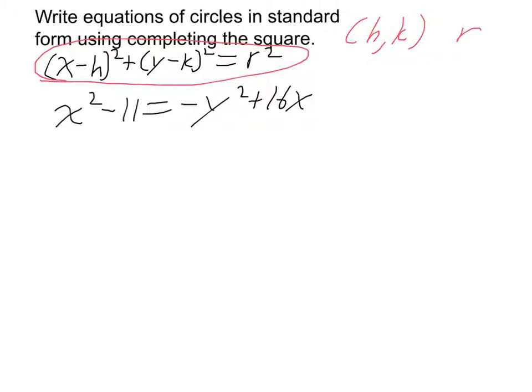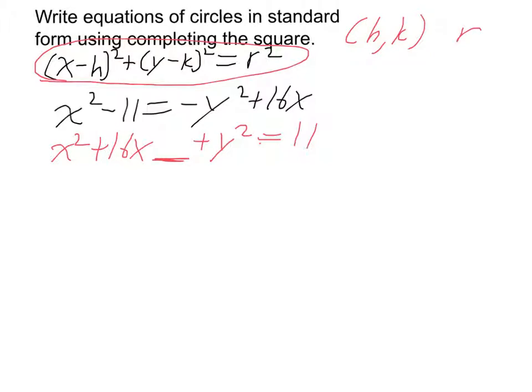So let's rewrite this as x squared plus 16x plus the y squared equals 11. And notice I left a little space right here. I did that on purpose. Let me back up a step, the y squared is already y squared. That fits the general form if k is 0. But the x part doesn't so much look like it should.